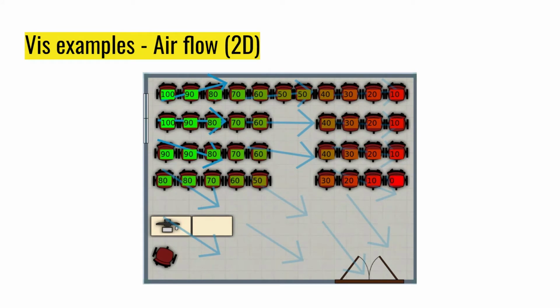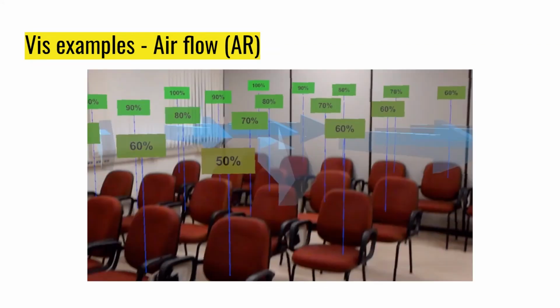Here, we can see some examples of the data users had access to. First, a 2D map view of the room, displaying scores for each seat based on how good the airflow is. Arrows also indicate the direction and strength of the wind. In this image, the same data is displayed in AR, where users can look at the actual room and see the scores for the actual chairs in front of them.